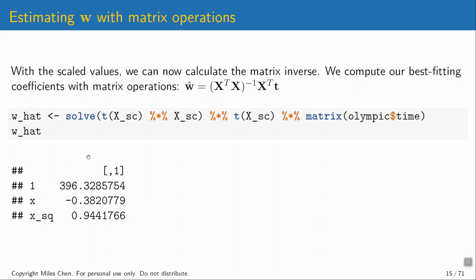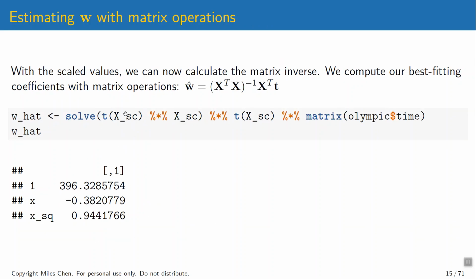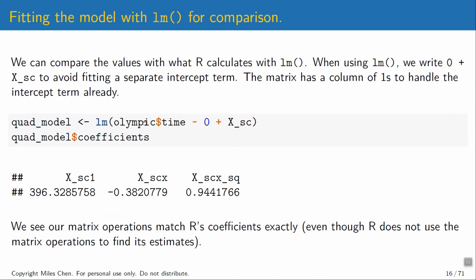So this is what we have using just matrix operations. I can compare this and ask, what if I wanted to use R's LM function? In general, we're doing all of this with matrix operations, which is fine and great, but LM in the computer has been optimized for high performance. So I could just say, let's fit a linear model where we predict the time column in Olympic based on our X matrix.